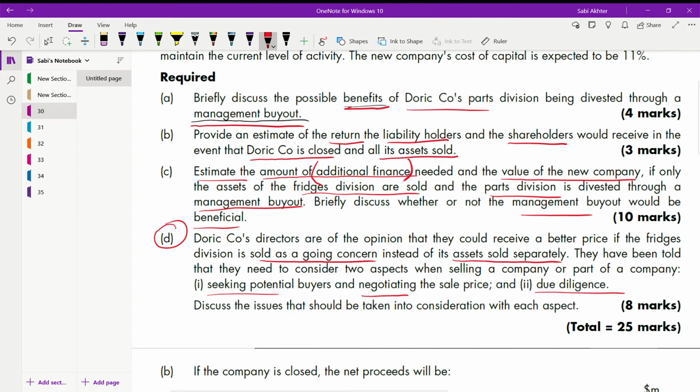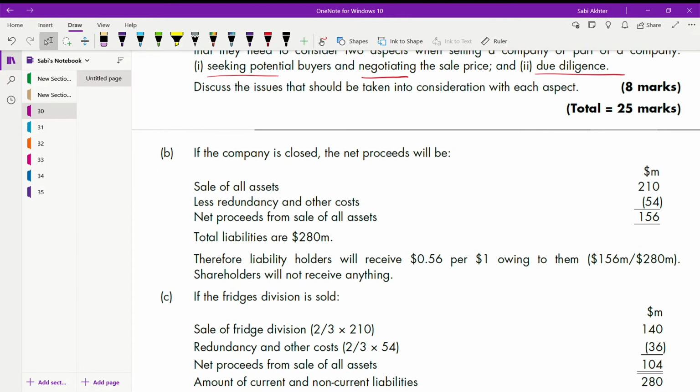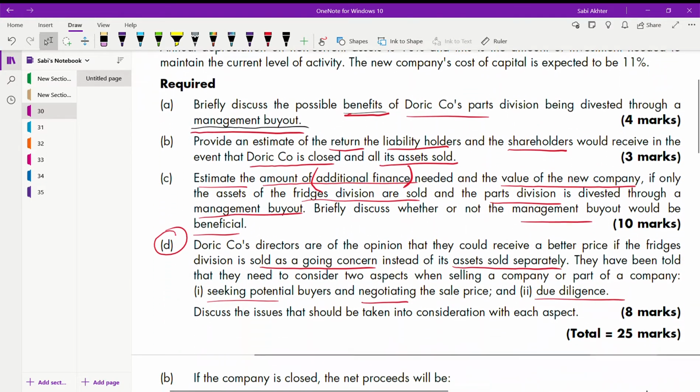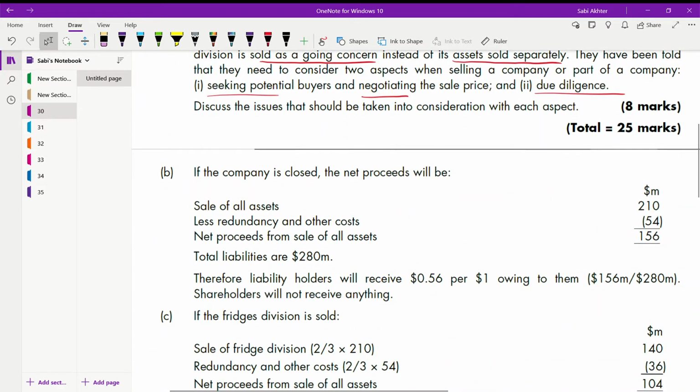Before that, let me show you how the answer to 30 is presented. Part A I haven't given because it is theory. Coming to part B, just see the impact. What is the net proceed? Net proceed from the sale. Obviously, this will go to your cash balance, cash flow, right?